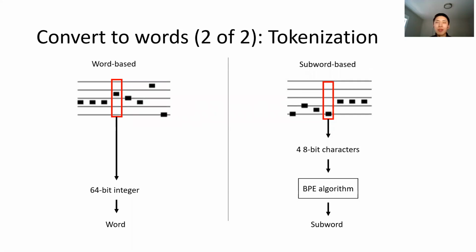The second step of converting to words is tokenization. We use two different tokenization methods depending on which model we are training. For word-based models, each column on the bootleg score is interpreted as a 64-bit integer, which then acts as a word. For subword-based models, each column on the bootleg score, which is 31 bits, is interpreted as a sequence of 4 8-bit characters. These characters are fed into a byte pair encoding algorithm, which learns a vocabulary of subwords in an unsupervised manner. This type of subword tokenization is commonly used in many state-of-the-art language models.